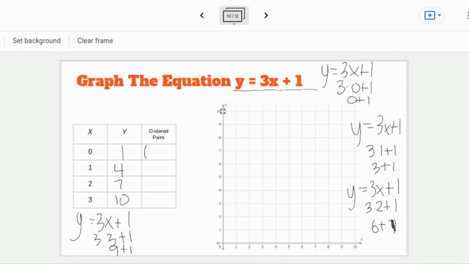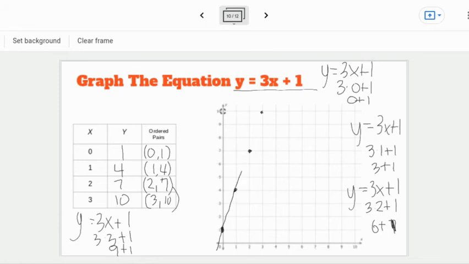Okay, then check your ordered pairs. First one is (0, 1). (1, 4). And again, make sure you have the parentheses and the comma. It shows it's an ordered pair. (2, 7), (3, 10). Okay, check your graph with me. Over 0, up 1. Over 1, up 4. Over 2, up 7. Over 3, up 10.